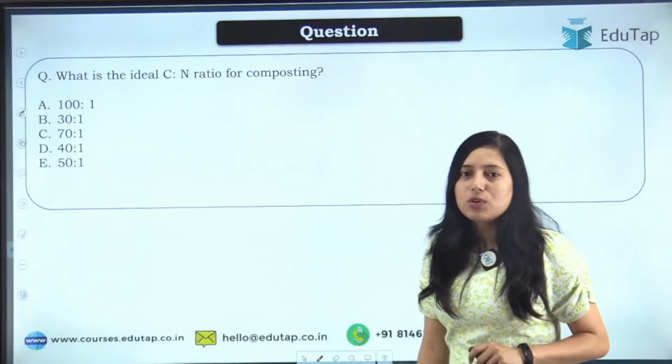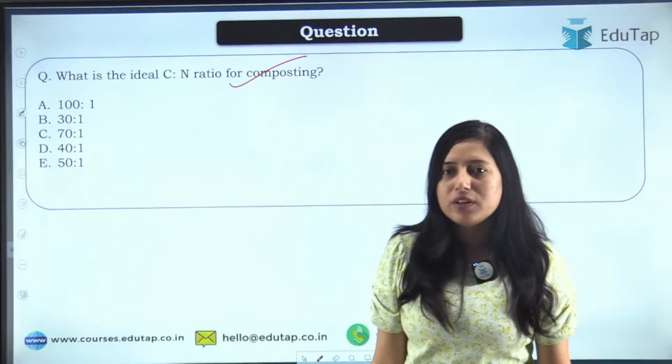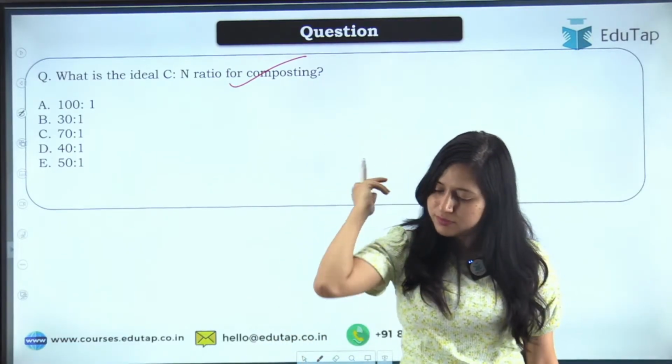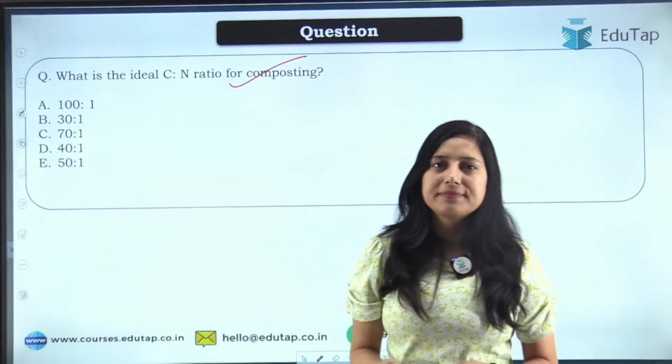Now there is a question for you. Just quickly tell me what is the ideal C:N ratio for composting. Very important question. Just quickly tell me the ideal C:N ratio for composting. What will be the answer to this question?